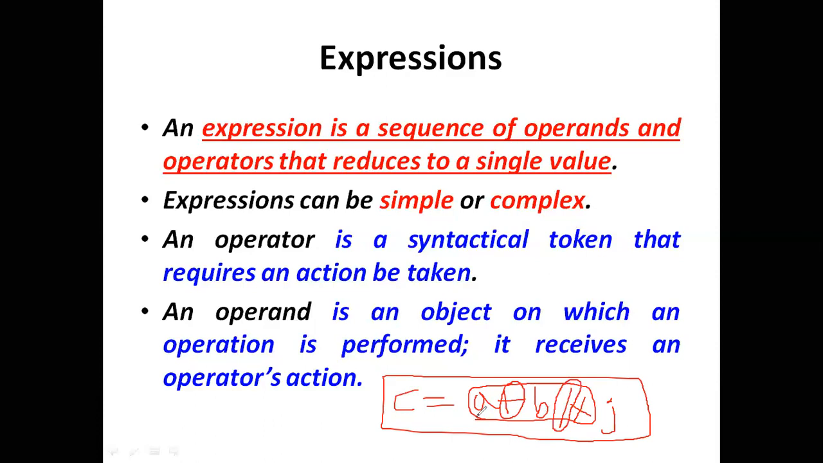And here, which thing do we call an operand? C is called an operand. Here a is one operand, b is one operand, and x is one operand.